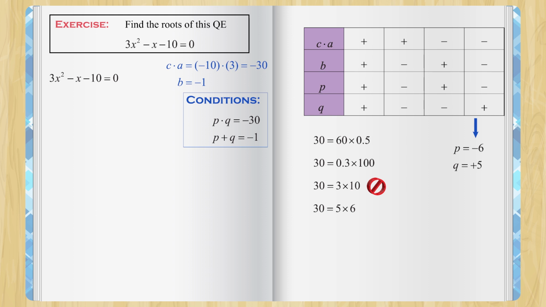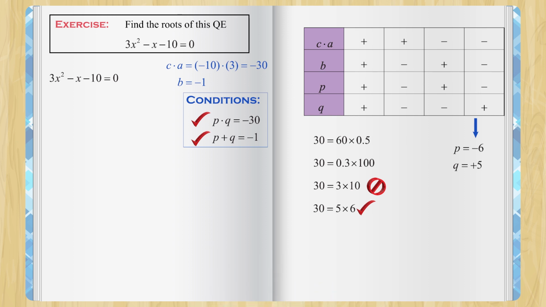-6 times +5 is -30, so the first condition is met. Now the second one, -6 plus +5 equals -1. Even the second condition is met. So this combination is the correct one. The difficult part is over and you can take a breather.